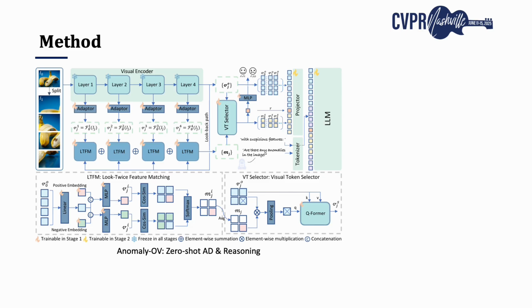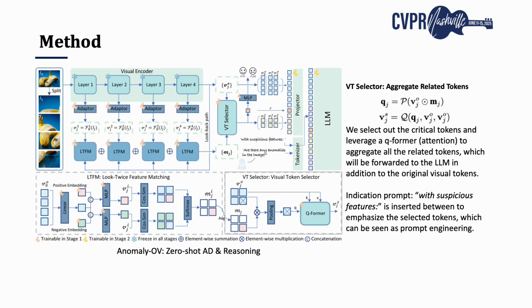The distribution of the high intensities of the anomaly map predicted by the LTFM is quite sparse, so we introduce the VT selector to capture the highly suspicious visual tokens and aggregate their relatives. This is implemented by multiplying the anomaly map and the original visual tokens before the pooling operation and leveraging the Q-former to merge the related token information. Between the original and selected visual tokens, we insert an indication prompt to emphasize the selected tokens, which can be seen as a kind of prompt engineering.